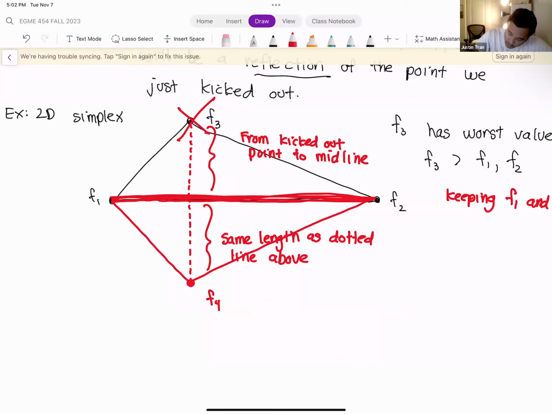And so the simplex comprised of these bottom 3 points, F1, F2, and F4, okay? This is our new simplex.